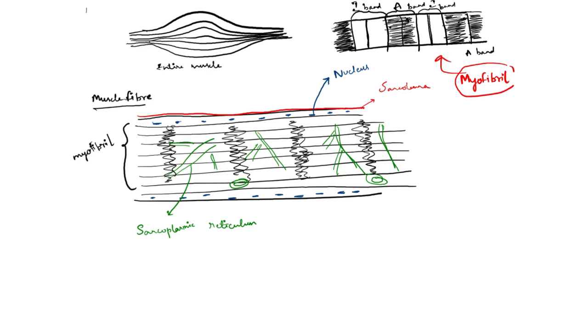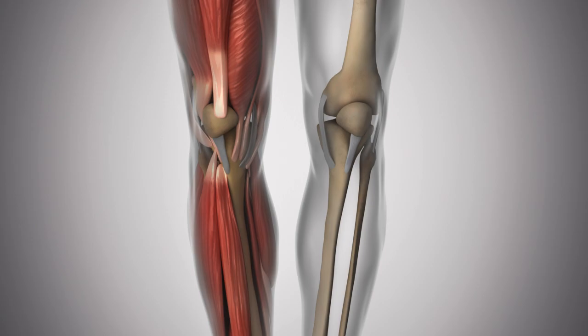Now what is actually the structure of a myofibril? The myofibril mainly contains alternate dark and light bands. This dark band is known as the anisotropic band, and the I band is also called the isotropic band. You have an H band in the middle. These keep on moving over each other, thus making a muscle contract and relax.